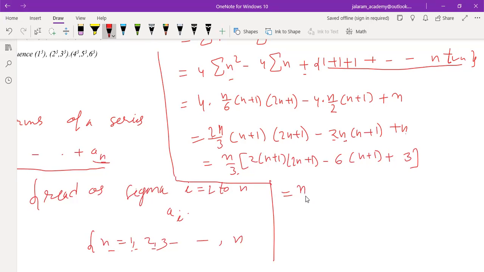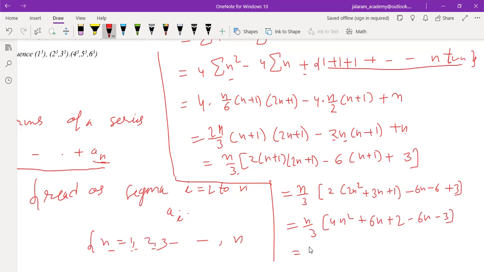So the next thing is, it is equal to n by 3 into, open the bracket, 2 into 2n square plus 3n plus 1, expanded to get this, minus 6 into n plus 1 plus 3, equals n by 3 into 4n square plus 6n plus 2 minus 6n minus 6 plus 3, equals n by 3 into 4n square, the 6n cancel out, 2 minus 6 plus 3 is minus 1. This is the answer of the given series.